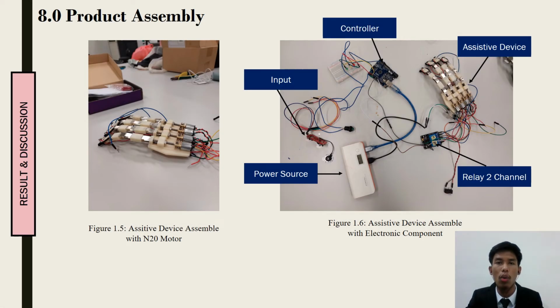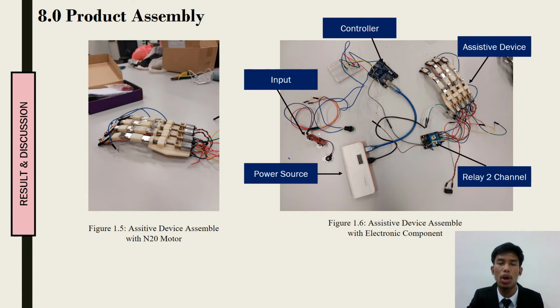This shows how we assemble the assistive device with electronic components in order to make this assistive device automated. We use a power bank as the power supply to the Arduino Uno and the 2-channel relay. It is because the relay needs a single supply from the power source to power up the relay.